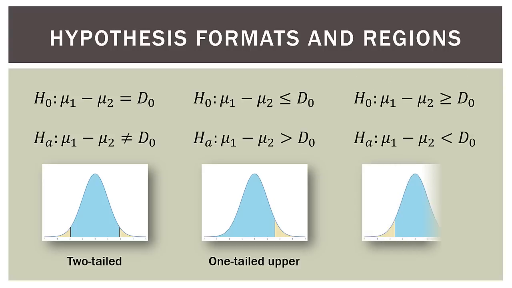The final type is the opposite of that, where the difference between the 2 means is greater than or equal to d sub 0, or our hypothesized difference. Therefore the alternative is that the difference is less than d sub 0. Again, this distribution is 1-tailed as well, but it's in the lower tail. So the inequality points to the left in the alternative hypothesis, therefore that is where our rejection region is.